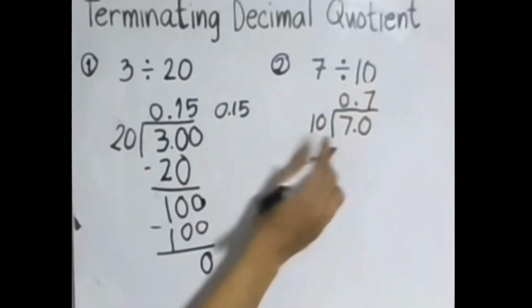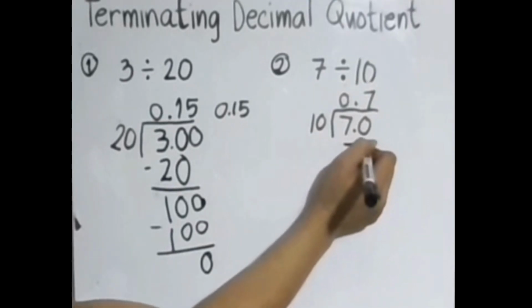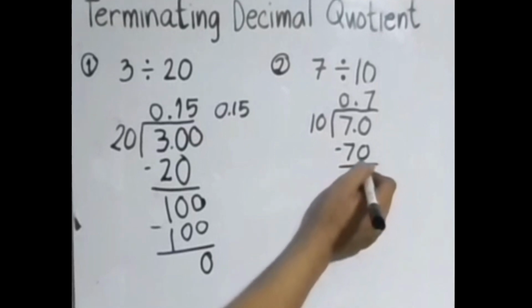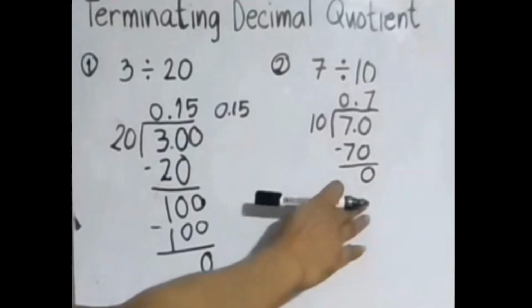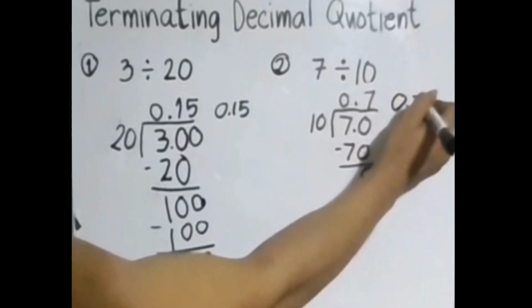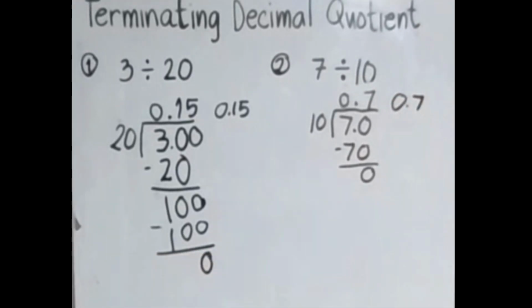7 times 10 is equals to 70. Subtract. The answer is 0. So again, since our remainder is 0, that means our answer is 0.7 or 7 tenths. And 7 tenths is an example of terminating decimal quotient.